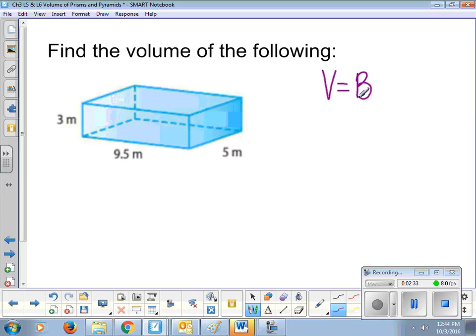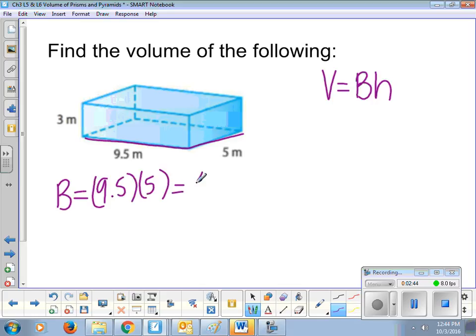Okay, our first question, we have a rectangular prism. Remember, for prisms, I always do capital B times H. If I find my capital B, I'm multiplying 9.5 times 5, and I get 47.5, and my height is 3.